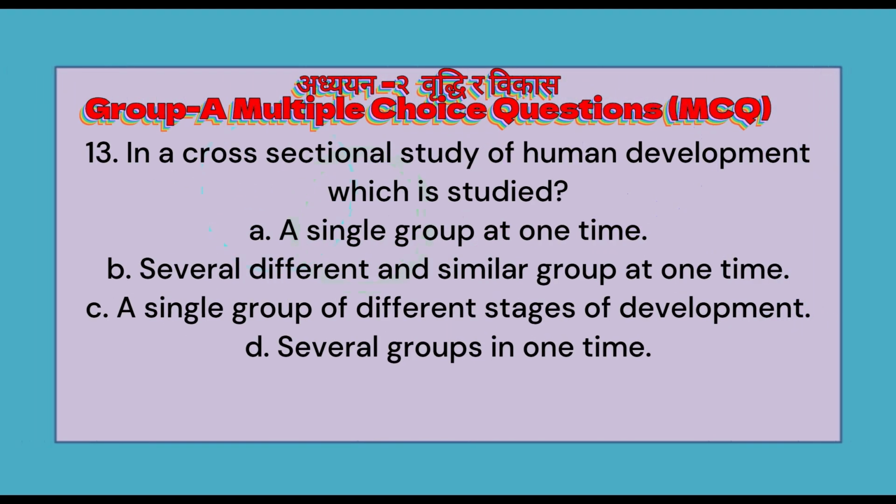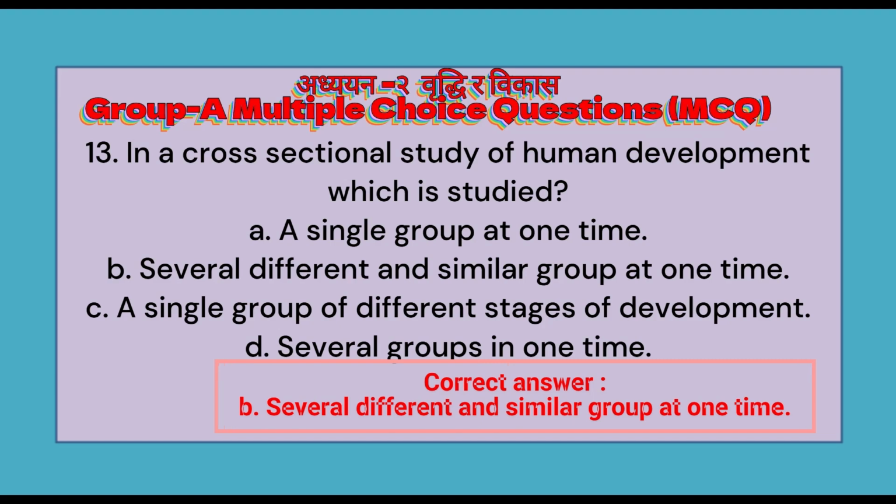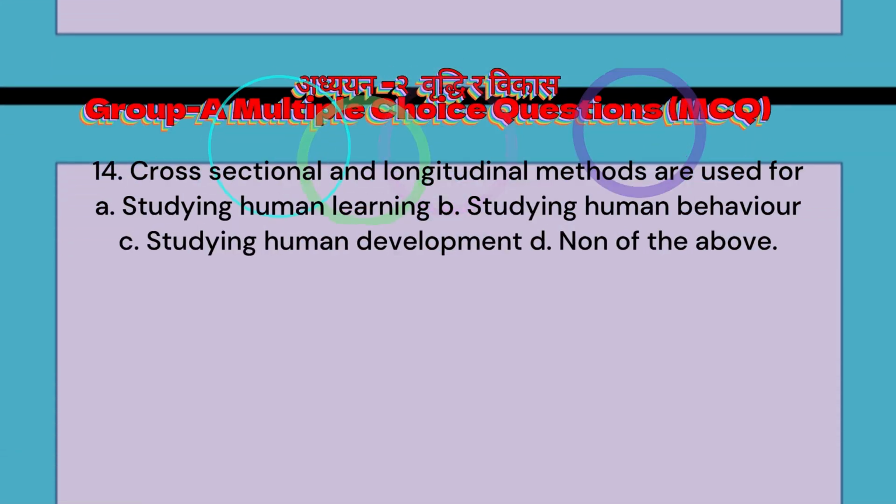13. In a cross-sectional study of human development, what is studied? A. A single group at one time. B. Several different and similar groups at one time. C. A single group at different stages of development. D. Several groups in one time. Correct answer: B. Several different and similar groups at one time.